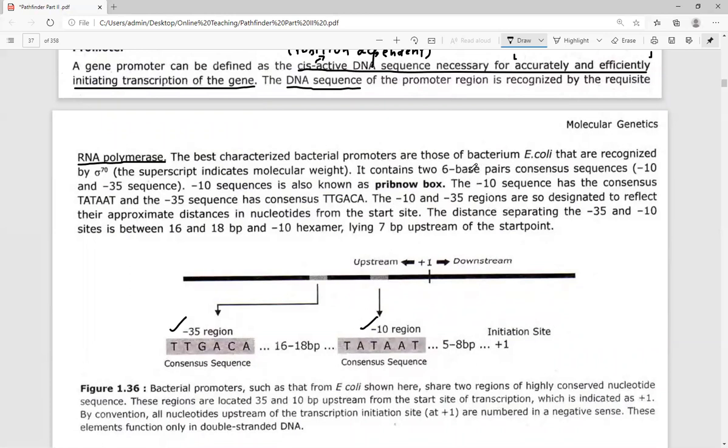It consists of two 6 base pair consensus sequences. The minus 10 sequence is referred to as the Pribnow box. So this is the box that is present, and this box, which is the consensus sequence, is referred to as the Pribnow box. Along with this Pribnow box, there are other consensus sequences also present at the minus 35 region. The minus 10 sequence has the consensus sequence TATA, so it is also referred to as the TATA box.